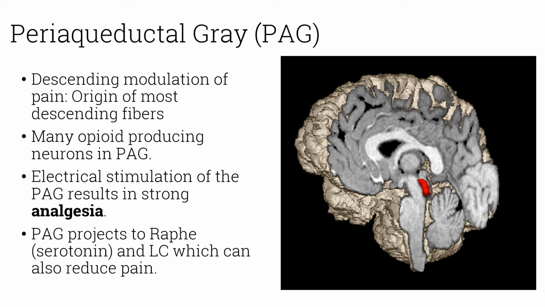So I've stressed that the density of opioid receptors and opioid-producing neurons is very high in the periaqueductal gray matter, and that descending fibers from the periaqueductal gray into the brainstem modulate the pain response. There's strong evidence that electrical stimulation of the periaqueductal gray results in strong analgesia. Moreover, the periaqueductal gray projects to the raphe nucleus, which we've talked about in the context of serotonin, as well as the locus coeruleus, and those projections can also reduce the pain response.